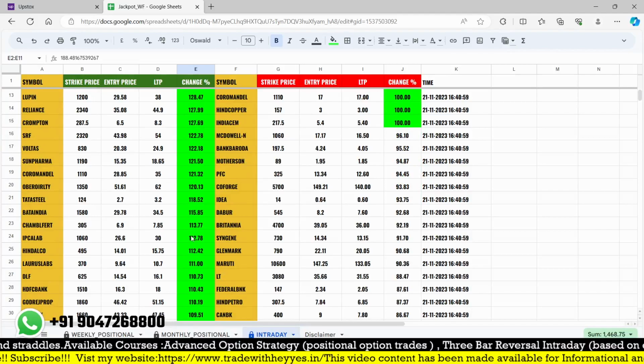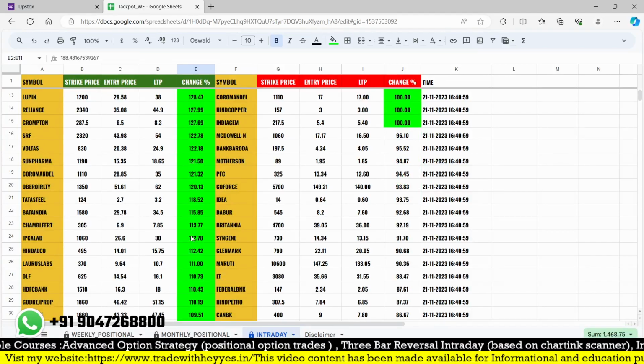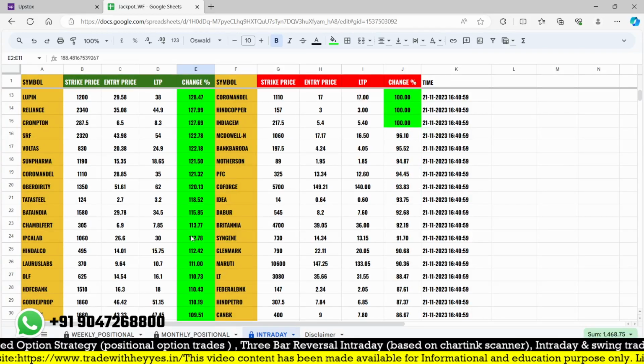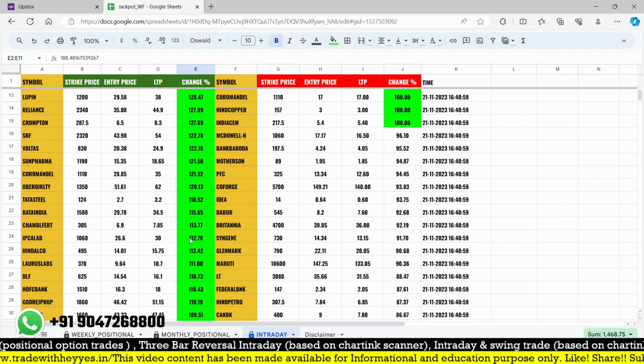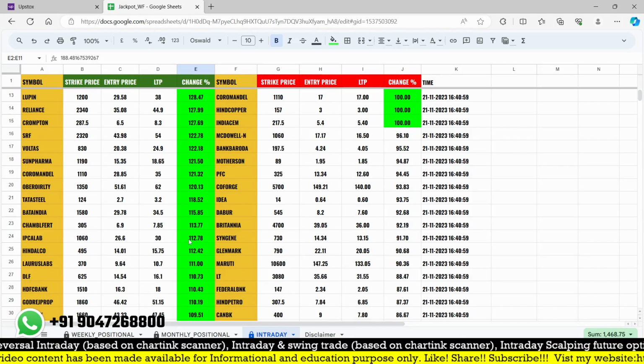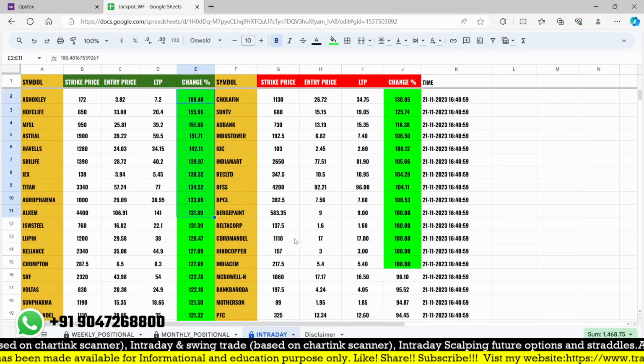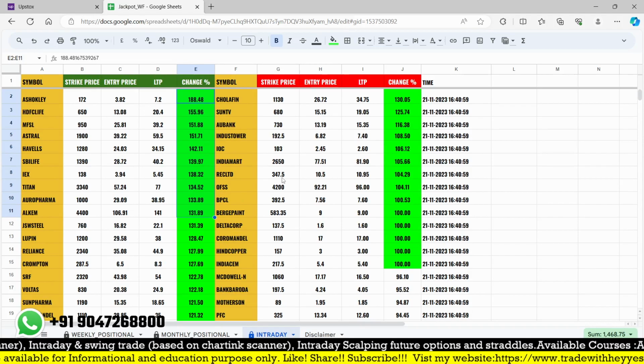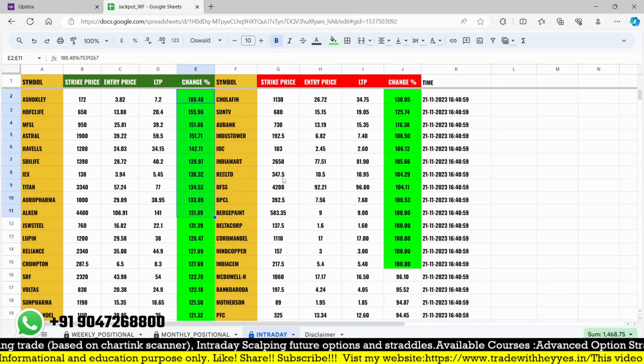I'm also working on the sheet for intraday. If any stock triggers, we need to mark it in different colors. Maybe in future it will be updated here in the sheet, but as of now, we need to find it manually. We can even get some good opportunities in intraday by using that sheet.